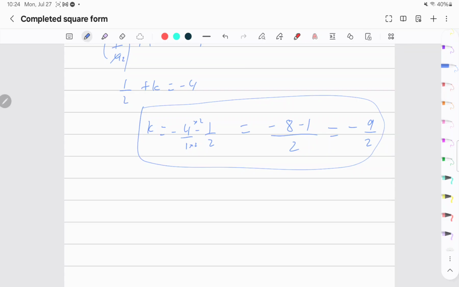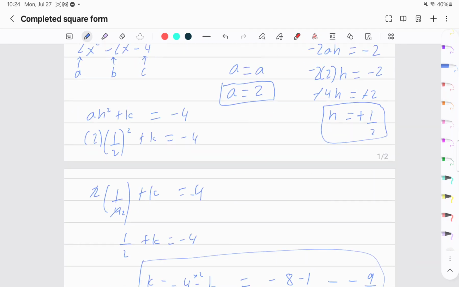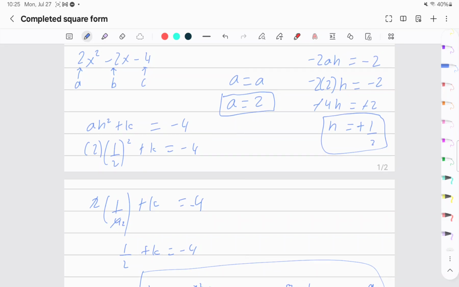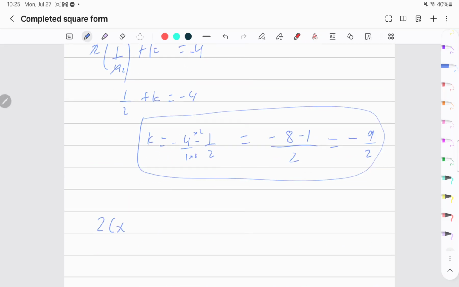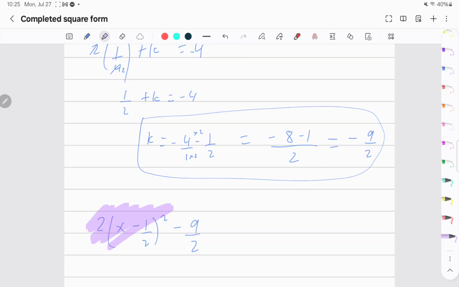So the final step, don't forget this final step, because this is the last one, because you need to show it in the form like this. So you just combine all of this. You say the completed square form is a, which in our case is 2, times x minus h, minus minus half, squared, plus k, plus minus makes it minus 9 over 2. Now this is your final answer, this thing here. Such a bad color. So yeah, this is your final answer, the purple highlighted part.